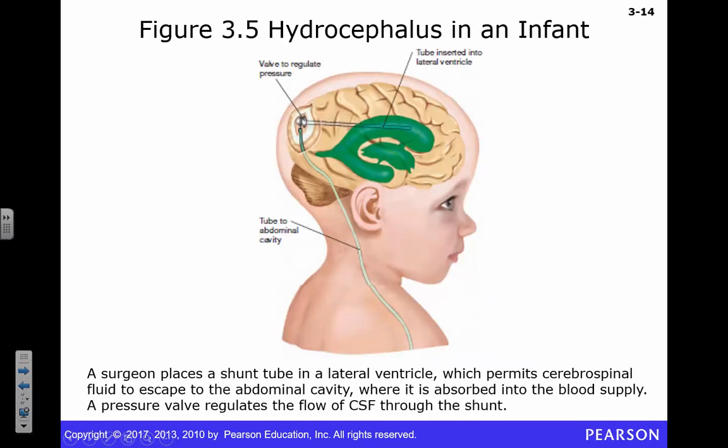Here's that kid that had his ventricles all blocked up somewhere. Simply put in the valve, you drain the valve down into the abdominal cavity. The CSF gets absorbed in your abdominal cavity, same as any other fluid, and you're good to go. But you do have this cool brain valve.